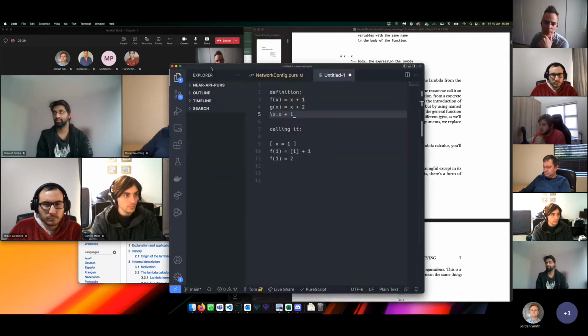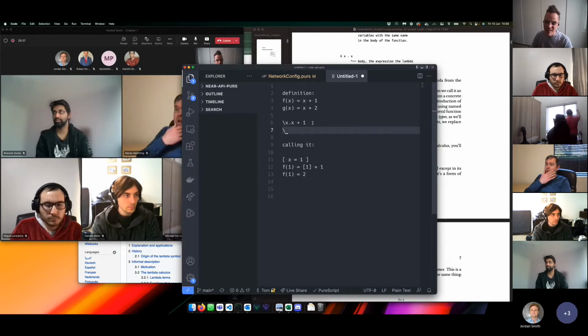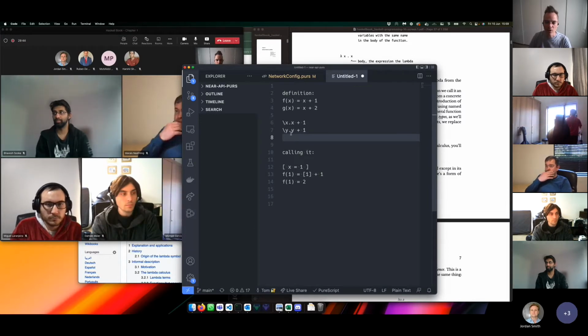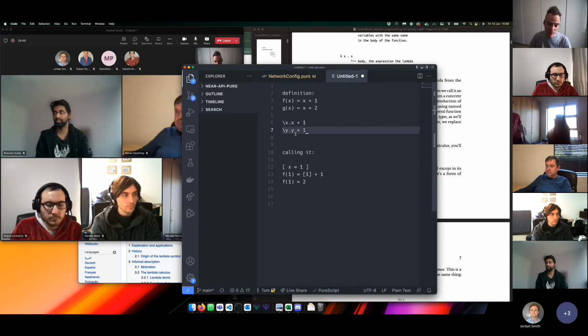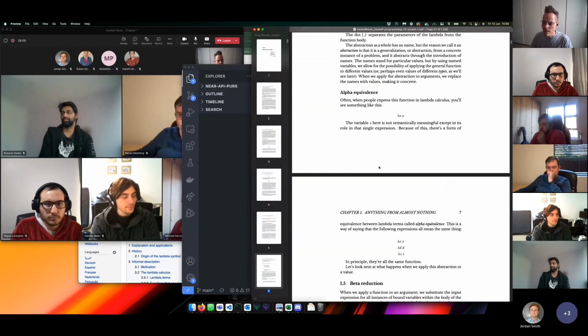Alpha equivalent. So if we look at this function, lambda x plus 1, it is, for all intents and purposes, identical to this one, isn't it? The function y with y plus 1. In fact, they are the same function. So even though we gave these little parameters different names, they're identical functions. And so I think that's what alpha equivalence is talking about.